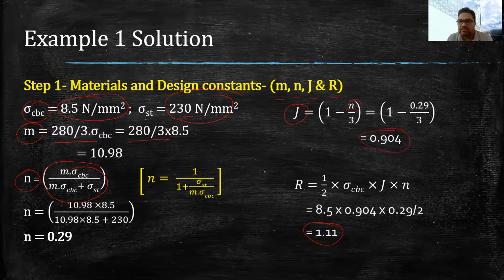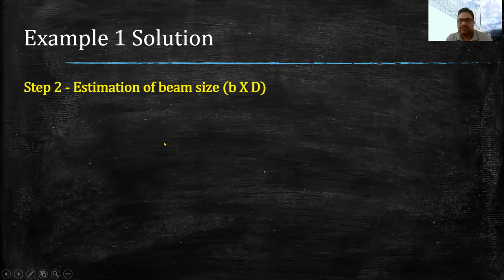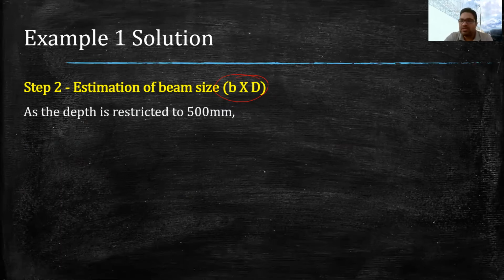So all these design constants will be used in our design. Now going to step 2. In step 2, we are supposed to estimate the beam size, which is B into D. In the question, it is mentioned that the depth of beam cannot exceed 500 mm. So we will consider our maximum depth of beam as 500 mm. So this is the overall depth, 500 mm.